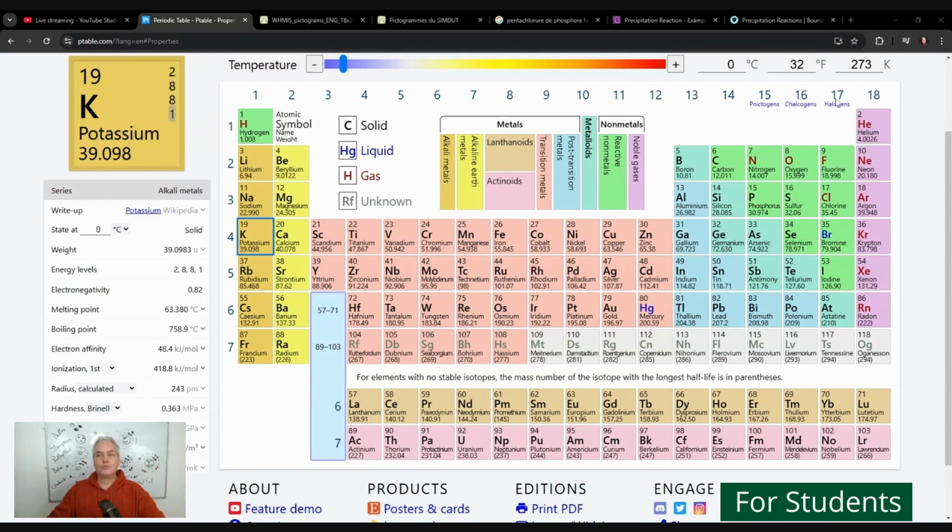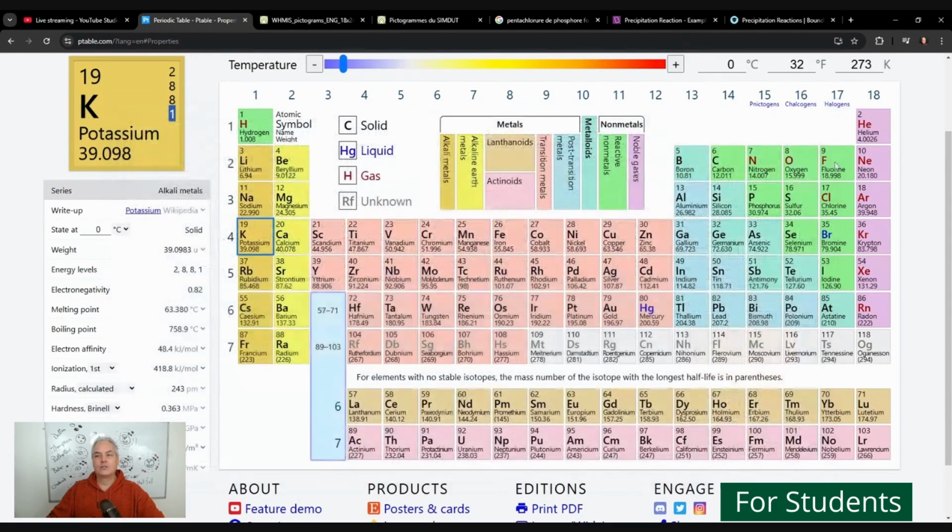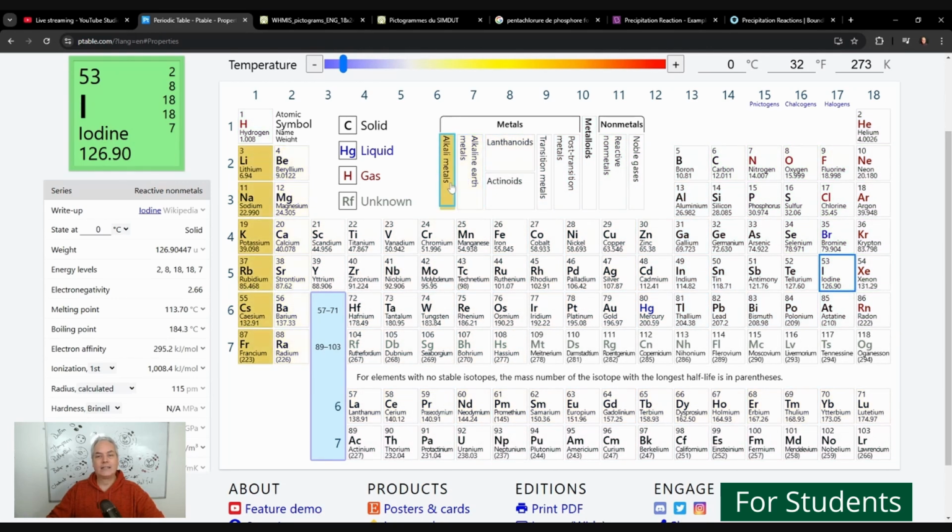Another group is called the halogens. The halogens are the second last column here, with fluorine, chlorine, bromine, and iodine. These elements are looking for 1 extra electron to complete their valence shell. So they all react similarly, and they have their own name and own family. In grade 9, we're looking at the alkaline metals.